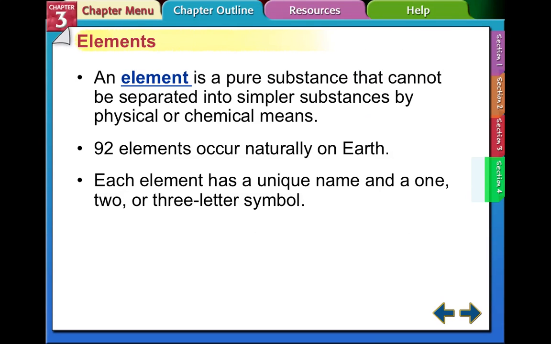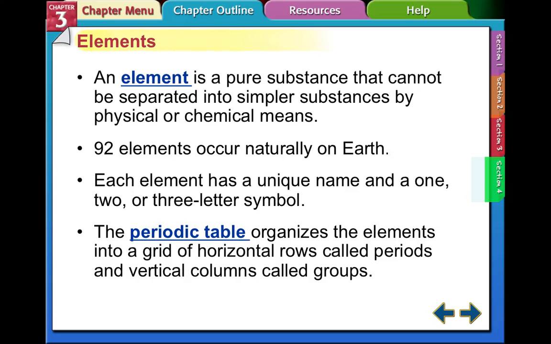Okay, so let's review what an element is. I know you've talked about this. An element is a pure substance that cannot be separated into simpler substances by any physical or chemical means. If I had an atom of hydrogen, I could not break it down into any smaller part. Okay, element cannot be broken down.